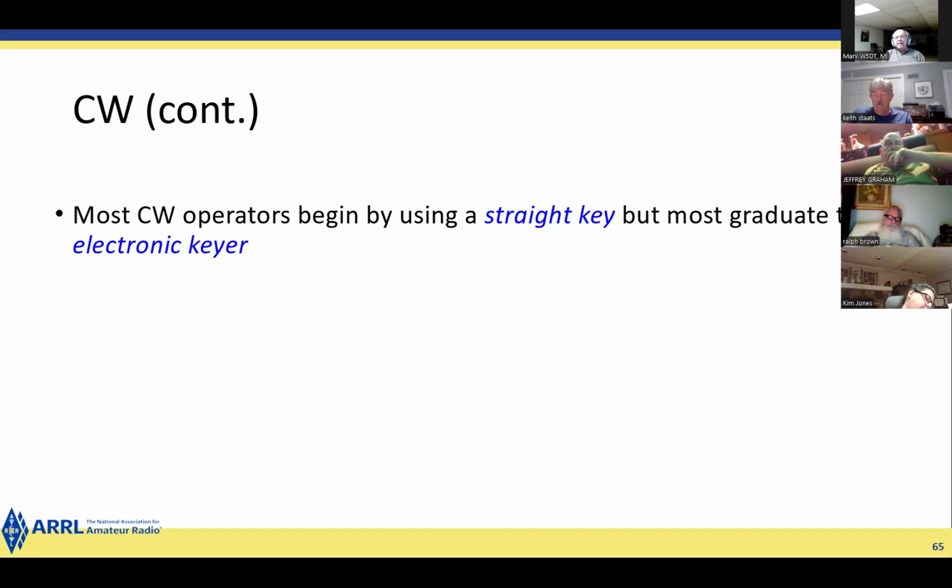So the idea is we don't want you to be able to count spaces. We want you to learn by sound. And that's the way to learn code, by sound, because you learn it the fastest that way, and you learn it the most effectively that way.